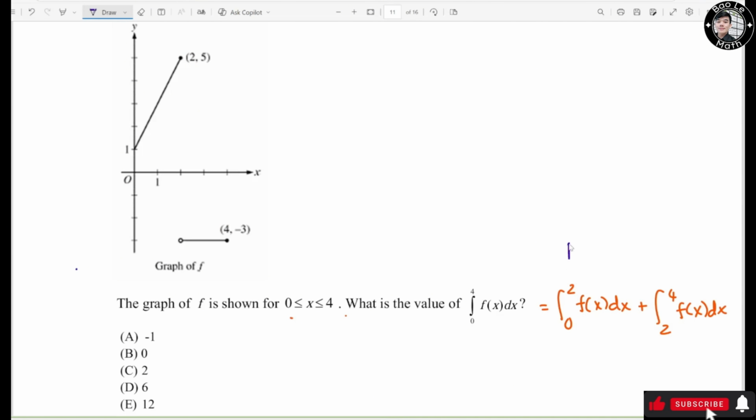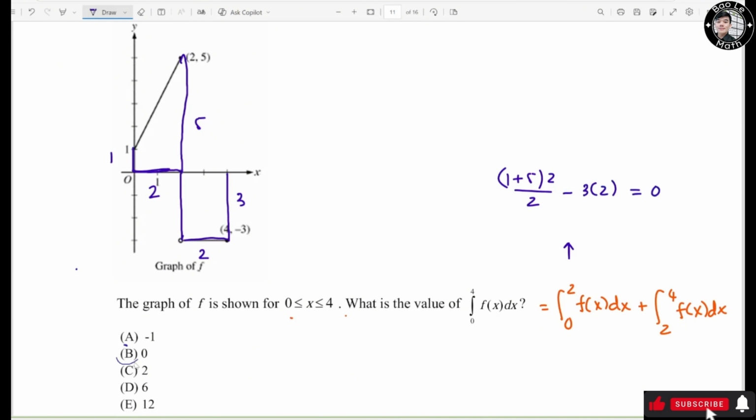The integral from 0 to 2 is actually the trapezoid right here. Base 1 is 1, base 2 is 5, the height right here is 2. Since this one is above the axis, it's going to be positive. So it will be 1 plus 5 times 2 divided by 2. The second one is going to be the rectangle right here. The length is 3, the width is 2, and since this one is below the axis, it will be negative. So subtract 3 times 2, which gives 0. The answer must be B.